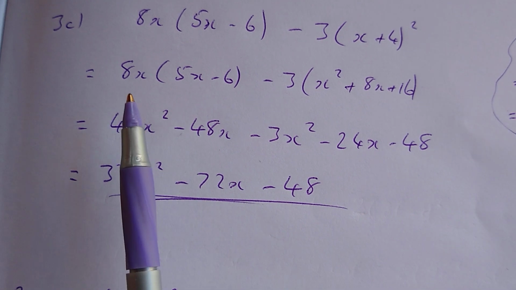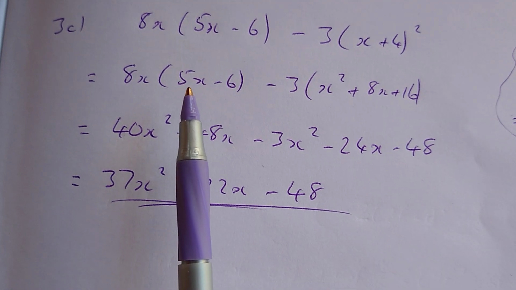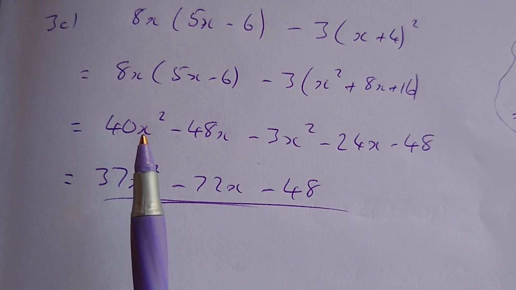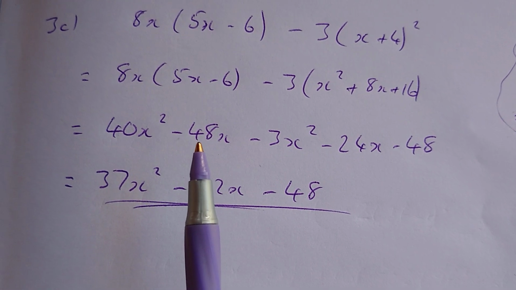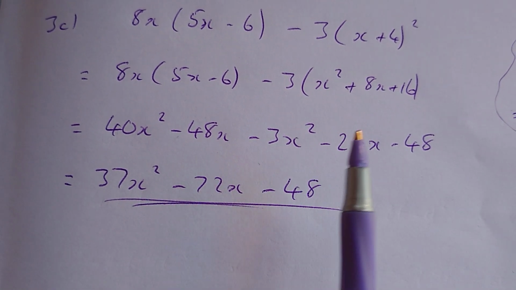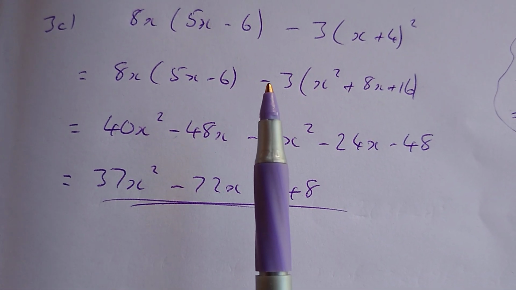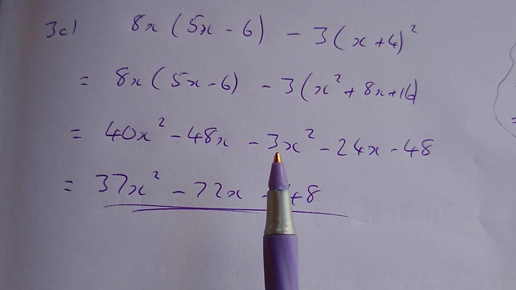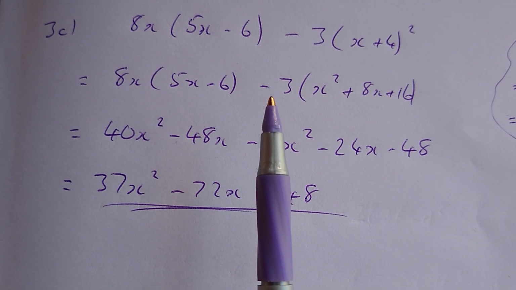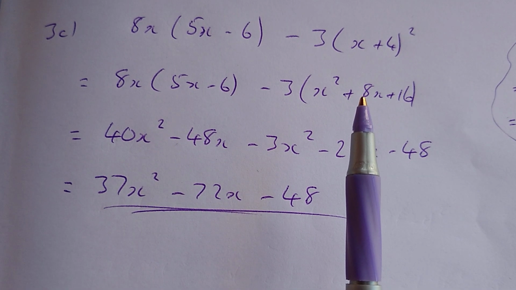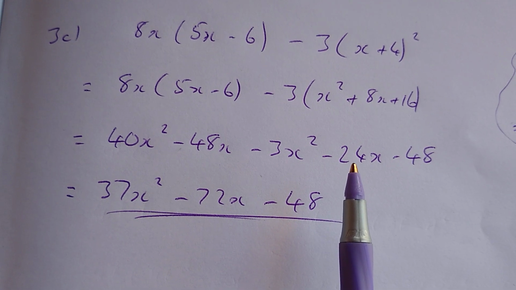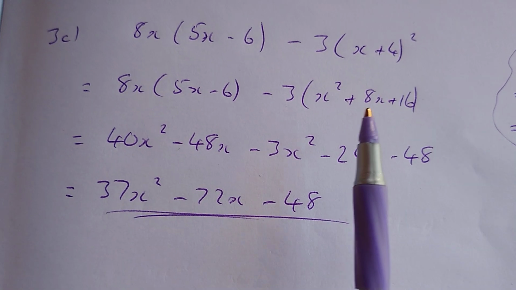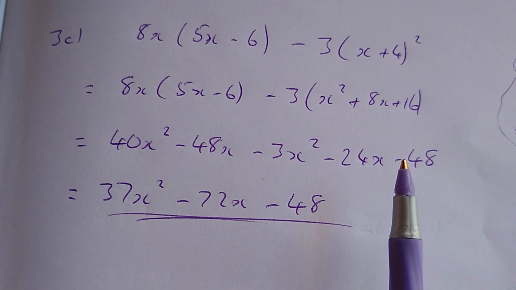So next thing to do, 8x times 5x, well 8 5s are 40, x times x is x squared, so 40x squared minus 48x. Here is another potential error coming up. We are doing a minus 3 multiplied by x squared, so minus 3x squared. We are also doing minus 3 multiplied by 8x, which would be minus 24x. We're also doing minus 3 multiplied by 16, which is minus 48.